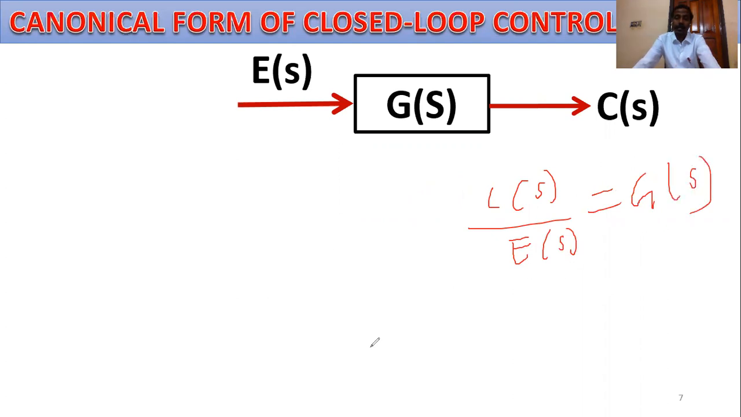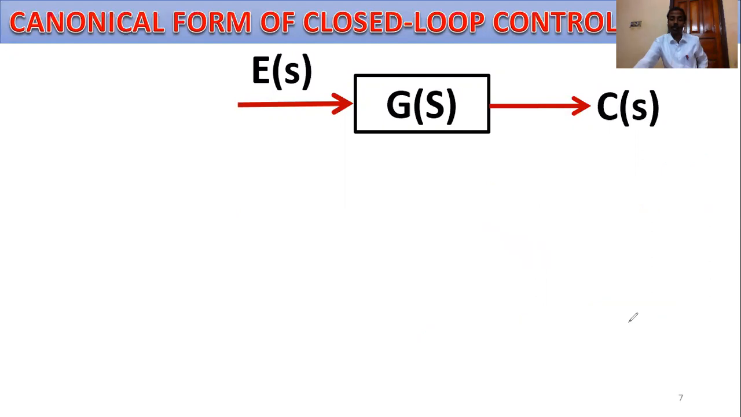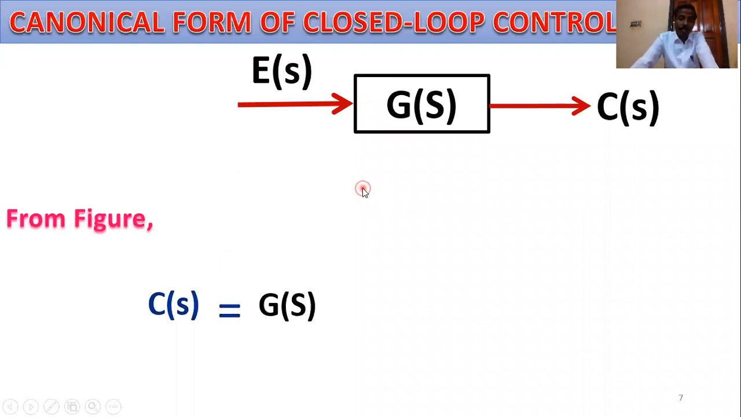And again, C of S equals what? C of S, the controlled output, equals the plant gain times E of S, the actuating signal or error signal, into G of S. This is the controlled output for the forward path gain. For the forward path, output C of S equals E of S into G of S. This is the concept. Then from the figure, C of S equals G of S into E of S. This is equation number 1 for the forward path transfer function, or this is the open loop transfer function.